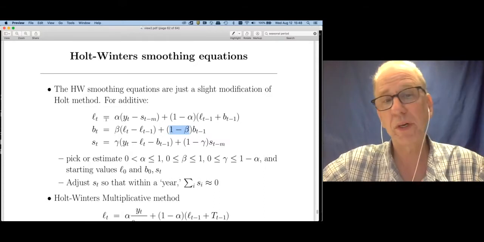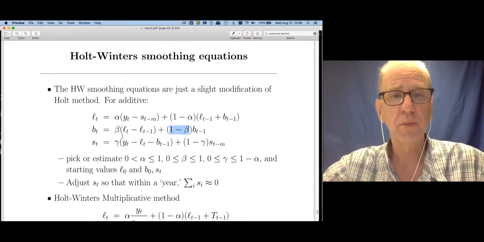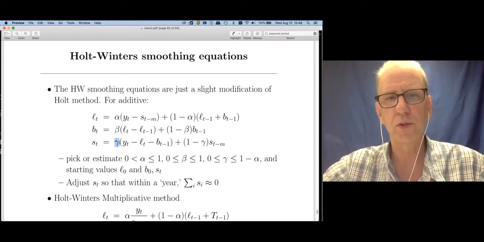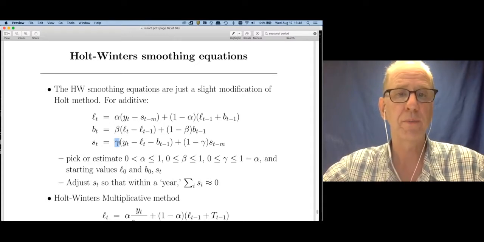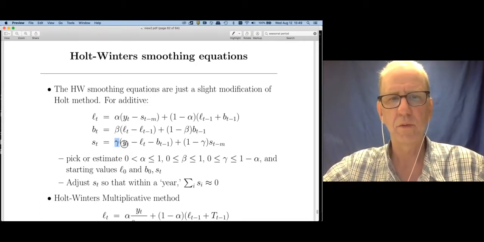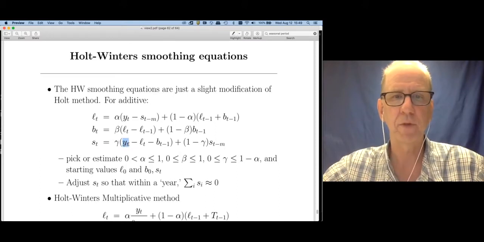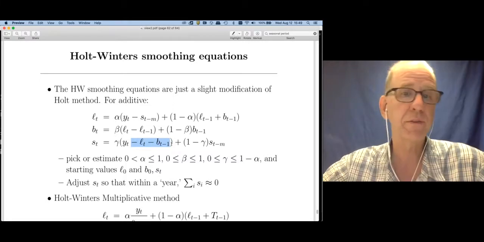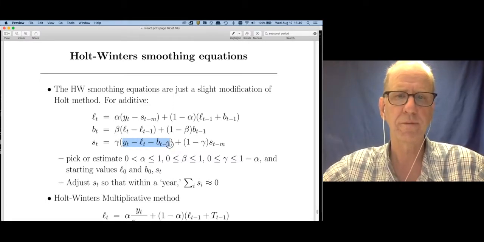With Holt-Winters, we're going to add a new smoothing equation and parameter, gamma. So gamma controls the smoothing for the seasonal part of this. In order to get at the seasonal part, I want to detrend what just happened. So here's what just happened. I'm going to get rid of the trend part, which leaves me with just the seasonal part.